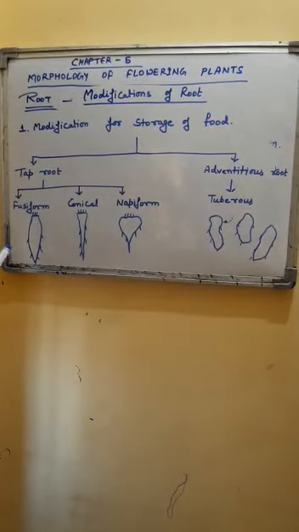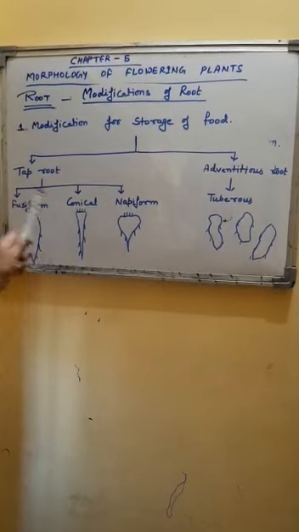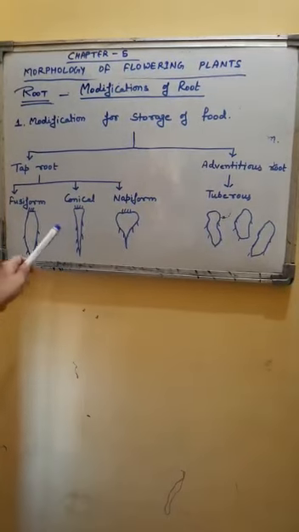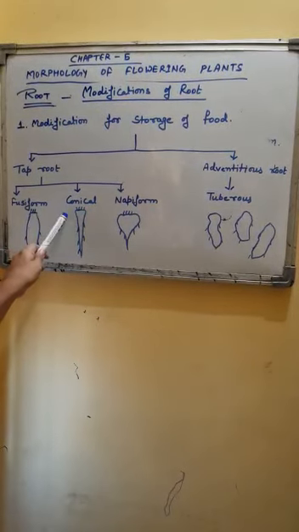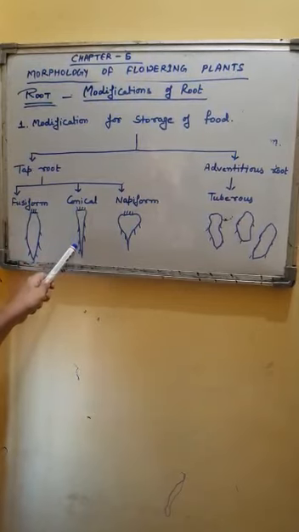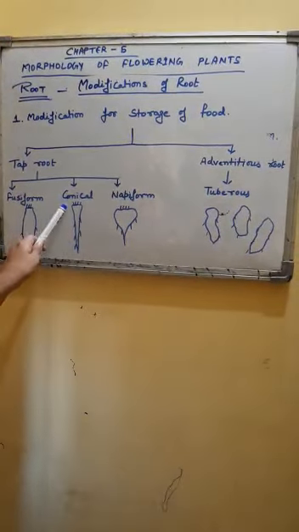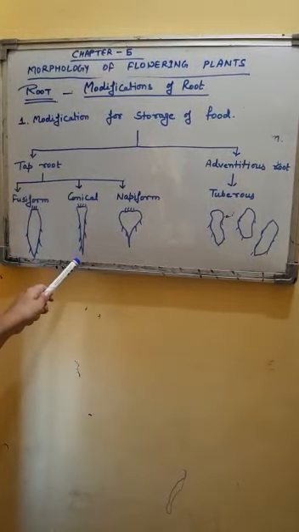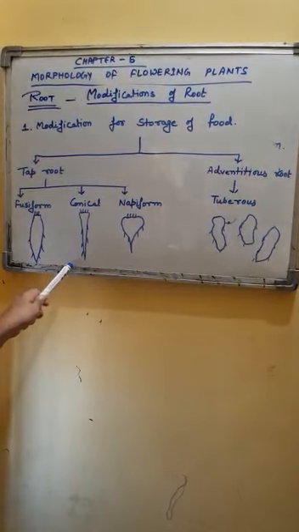The very common example is radish. The second is called conical. In this case, the root is broader at the base and gradually tapers at the other end. It is gradually tapering down. One end is broader and the other end is like a cone. The example here is carrot.